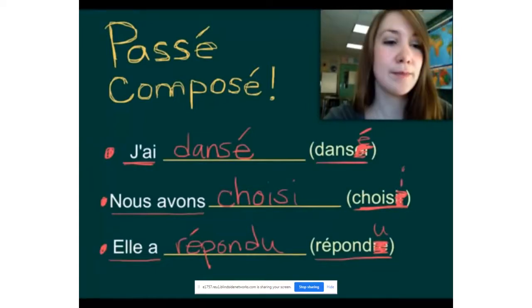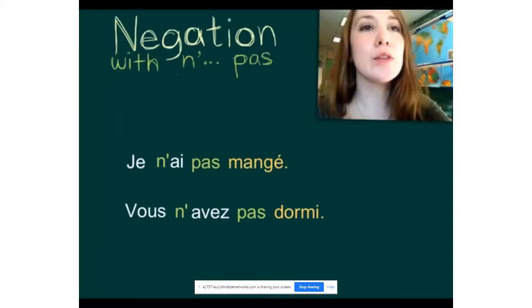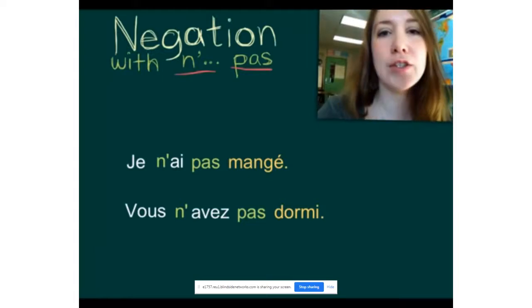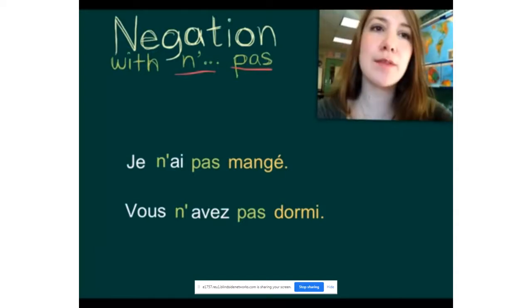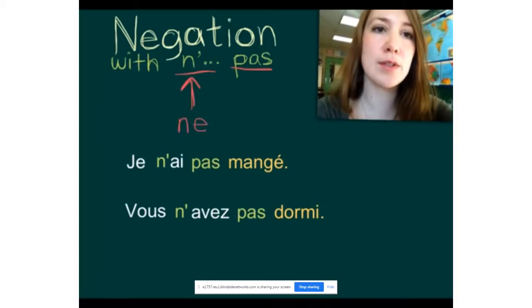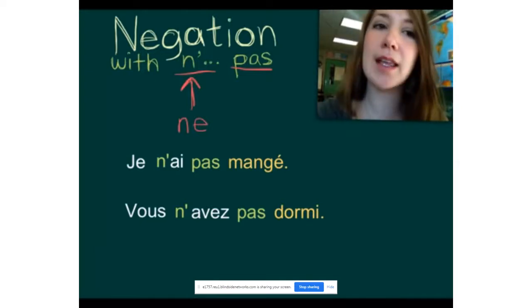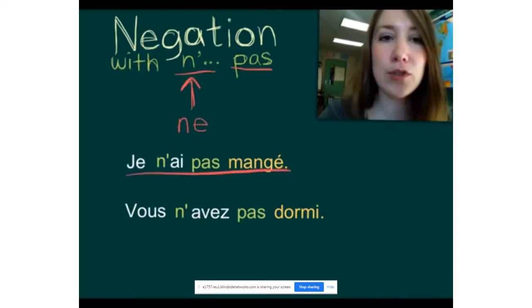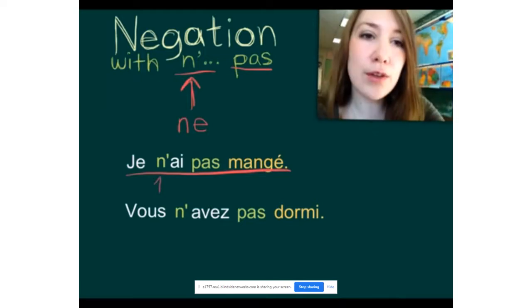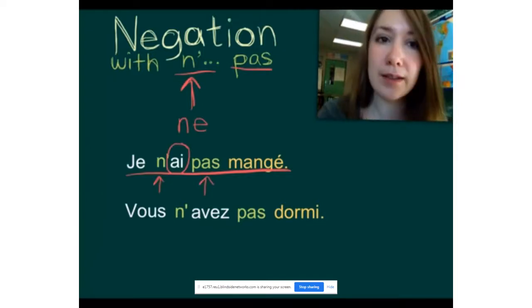Now, what if we say what has not happened? Where will we put our ne and our pas for negation? First, it's important to note that with avoir, every single conjugation begins with a vowel. So instead of ne, we'll use our n apostrophe. Normally it's ne, but that turns into an n apostrophe when the next word starts with a vowel. So let's take a look at how to say that I have not eaten. Je n'ai pas mangé. So you'll see here that the ne pas go around the helping verb, the auxiliary verb avoir. That's the verb that's conjugated in the present tense.